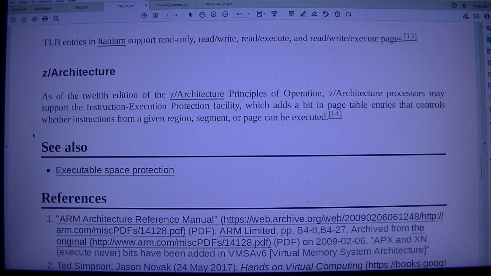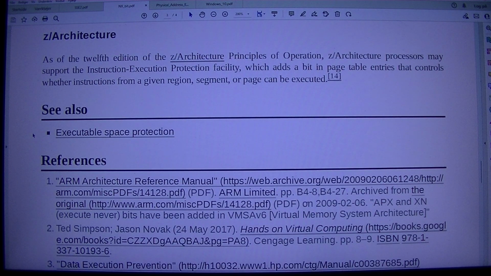z/Architecture. As of the 12th edition of the z/Architecture Principles of Operation, z/Architecture processors may support the instruction execution protection facility, which adds a bit in page table entries that controls whether instructions from a given region, segment, or page can be executed. See also executable space protection.